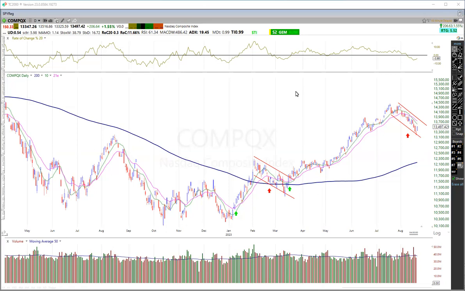In this video, I'm going to take a quick look at the broader Nasdaq Composite, COMPX. This is an index that a lot of growth stock investors use as their benchmark. So we just want to basically orient you to the chart.